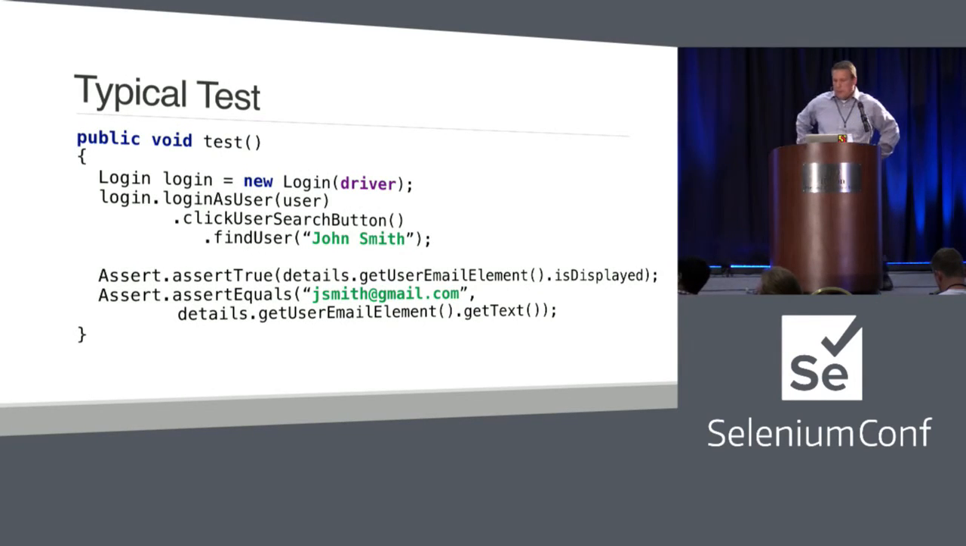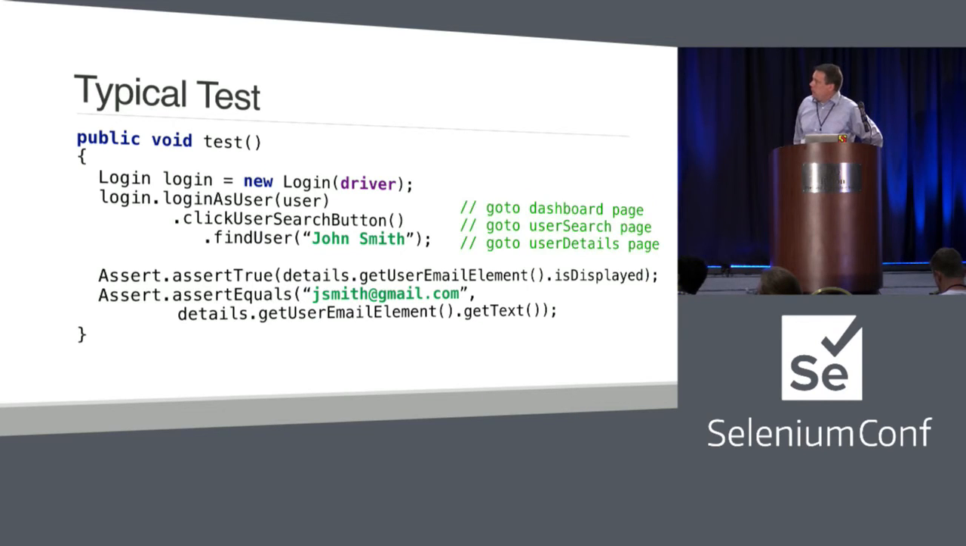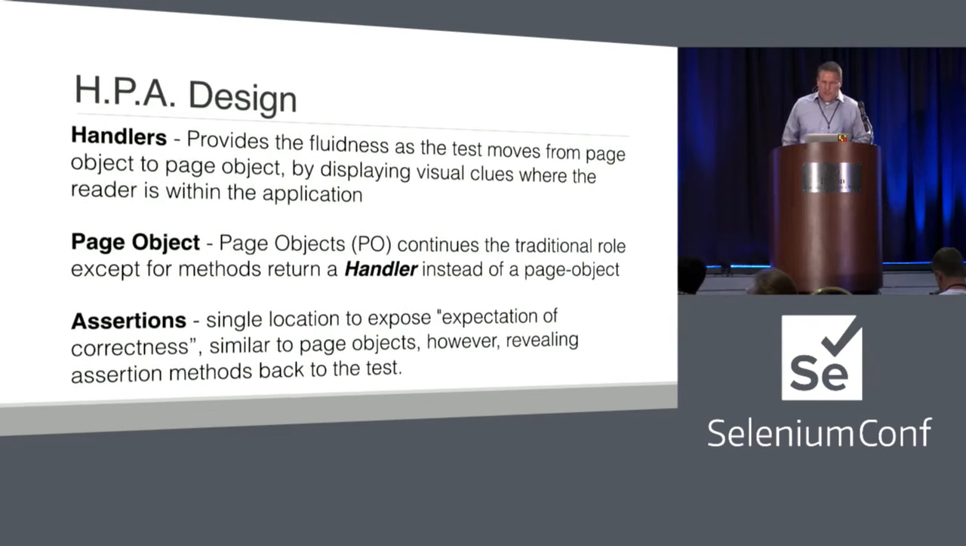However, the problem is that the reader no longer knows where he or she is within the app. So what do we end up doing? We add comments. And we know comments is not the right thing to do. So I started thinking about a new approach, a new design, one that was flexible, easy to implement, and already uses the page objects that I was already using. And I came up with HPA.